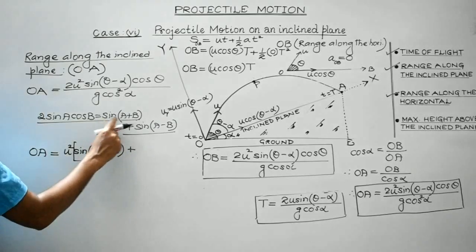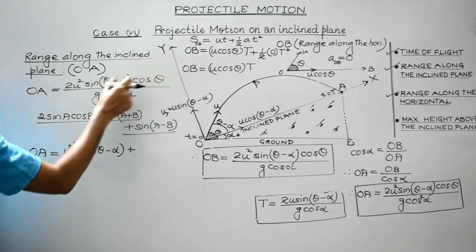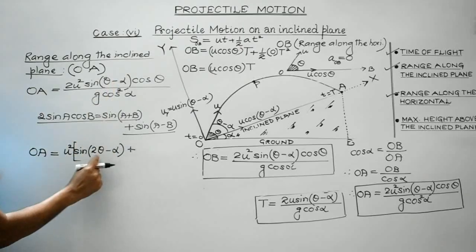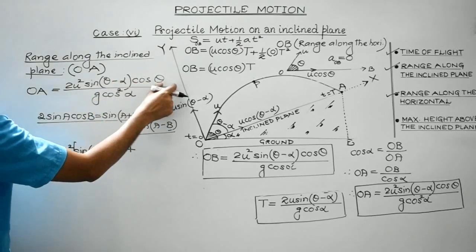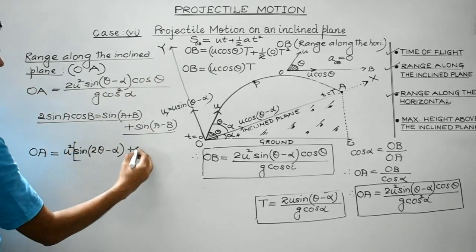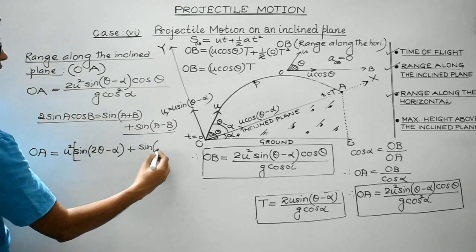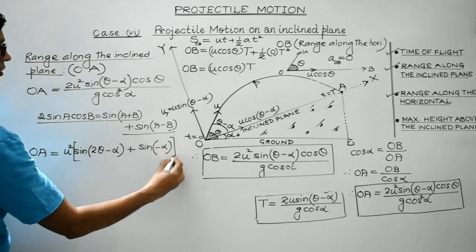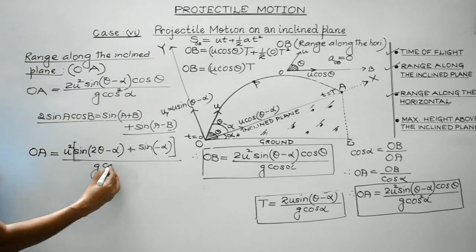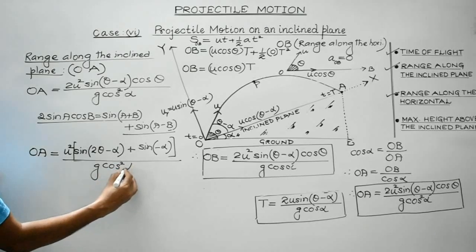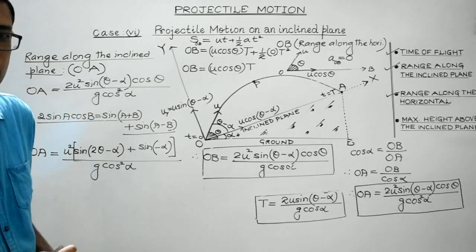Plus sine A minus B. Theta minus alpha minus theta. Theta minus theta get cancelled. We'll be left with minus alpha, divided by g cos square alpha. Clear, students?